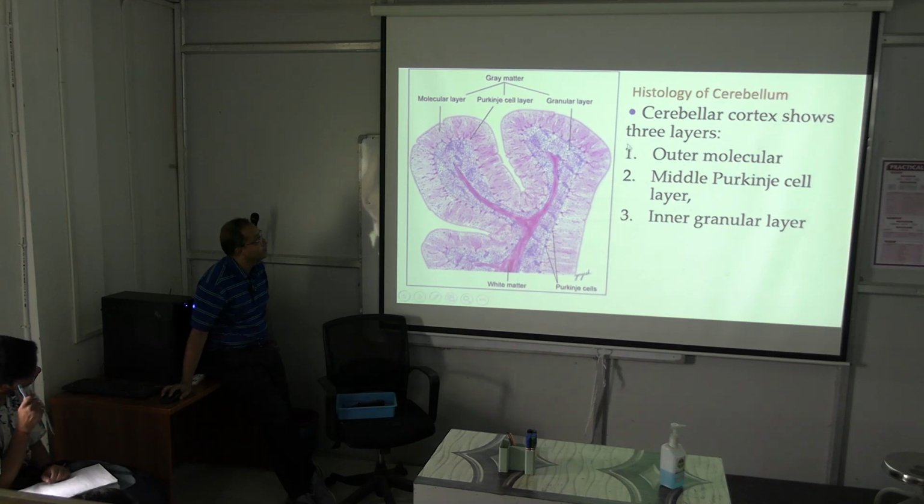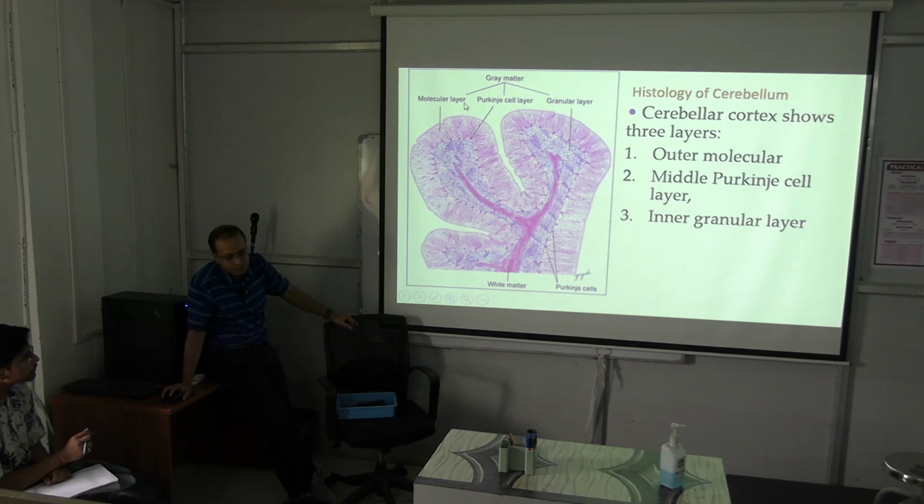So, this particular thing looks like a leaf. It has a strand-like thing running in it, which is white matter fiber, and this has 3 layers: outer, middle, intermediate, and this is the inner one. The inner one is dotted, surrounding the white matter. We call it the granular layer, because it looks like grains.